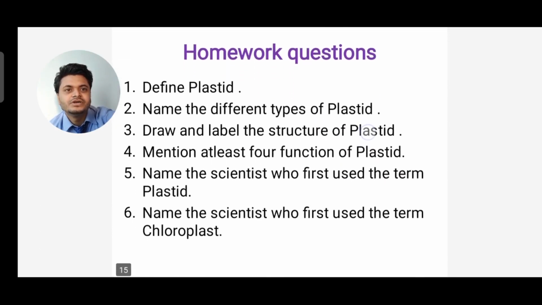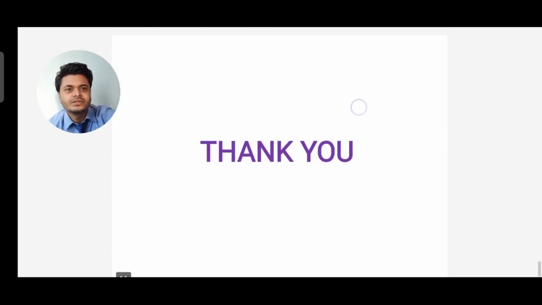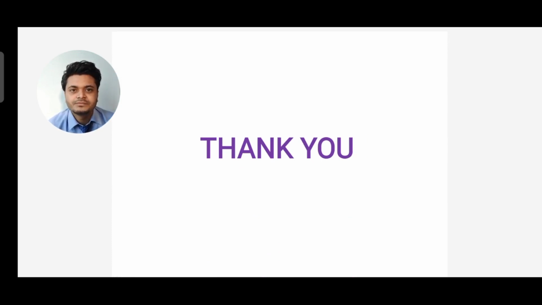So students, these are the homework questions. If you hear my entire video lecture, these questions are very easy. The entire notes you have to copy from this video lecture. The PDF I'll be providing has the entire notes of plastids. You have to copy this down in your biology copy, and solve the homework questions. First, define plastids. Second, name the different types of plastids. Third, draw and label the structure of a plastid. Fourth, mention at least 4 functions of plastids. Fifth, name the scientist who first used the term plastid. And sixth, name the scientist who first used the term chloroplast. So you should hear the entire video lecture.